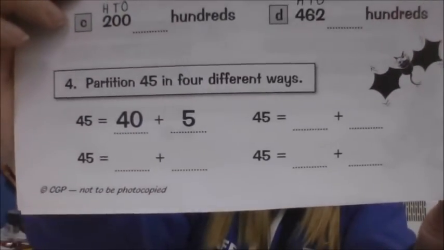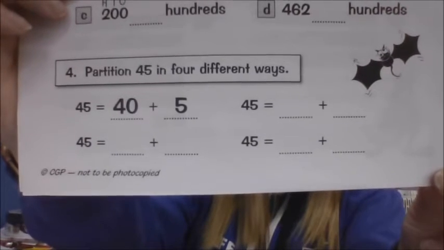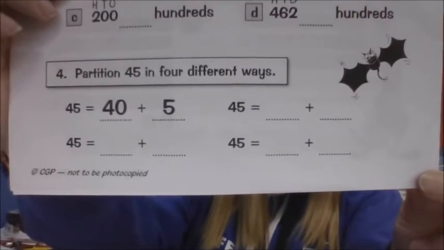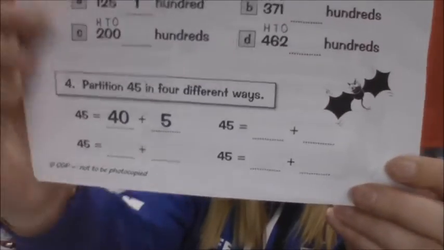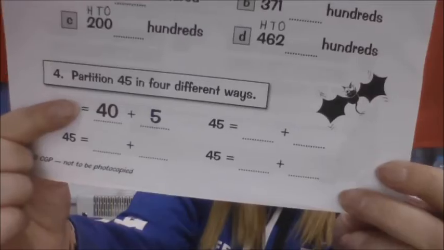Okay, now your final question then is asking you to partition 45 in 4 different ways. So that's thinking about 4 different ways of making the number 45. One's being done for you, splitting it into 40 and 5. And you've got to then think of 2 other numbers that add together to make 45.